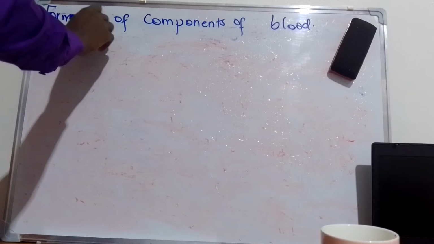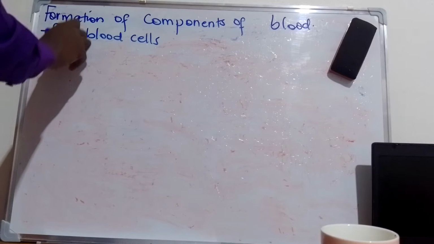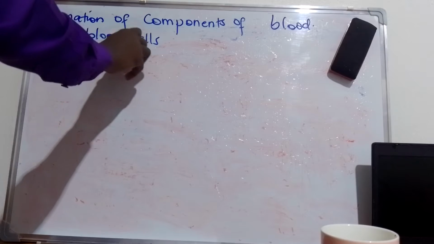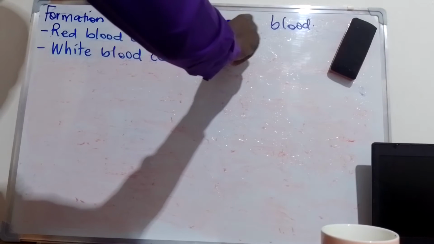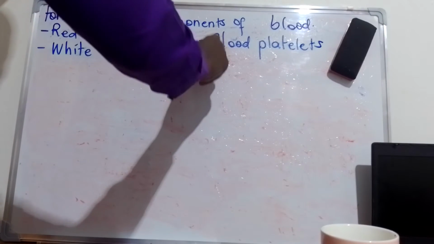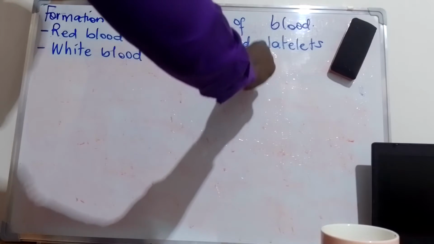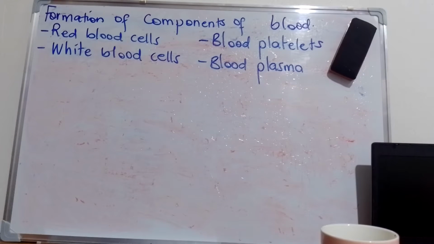Red blood cells. We have white blood cells. We have blood platelets. We have blood plasma. These are the four components of blood. Now, we shall see where red blood cells are formed, where white blood cells are formed, where blood platelets are formed, and where blood plasma is formed.